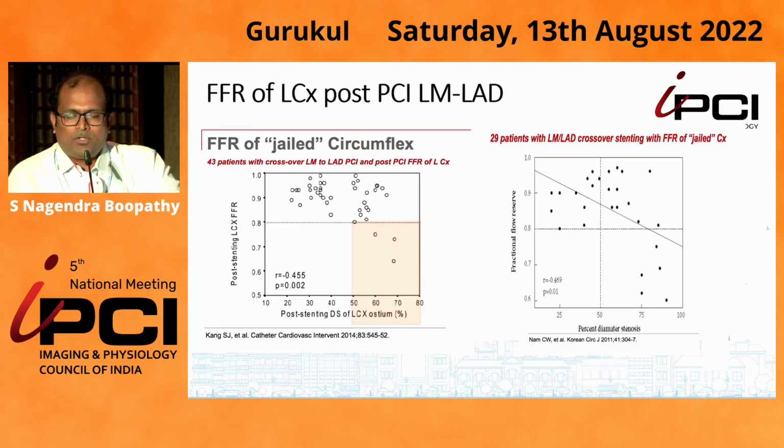What is the importance of FFR in a jailed circumflex, that is left main to LAD? If you look here, out of 43 patients, only 4 are significant, that is, with a lesion of more than 50%, FFR less than 0.8. In another study, something around 5 or 6 patients, out of 29 patients, had an FFR of less than 0.8, and most of them had a lesion more than 50%. So the visual functional mismatch holds true even after stenting.